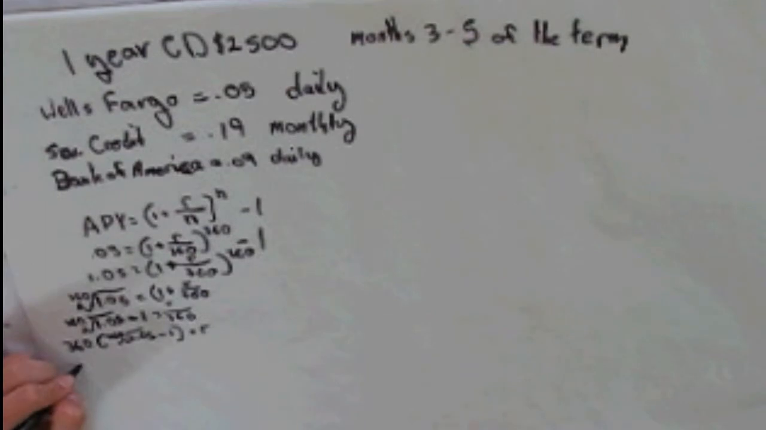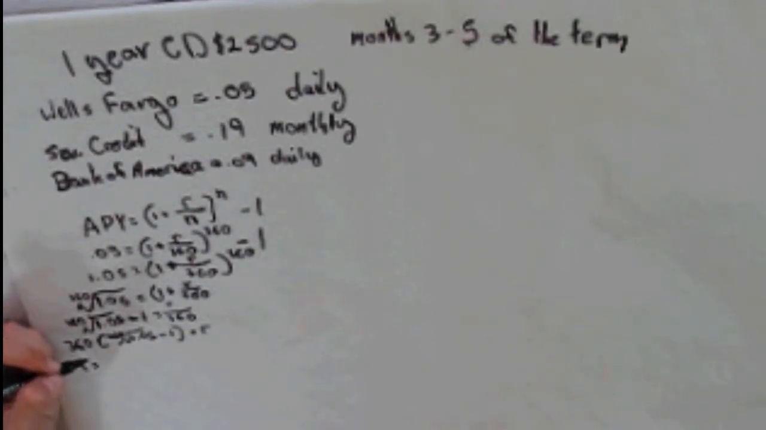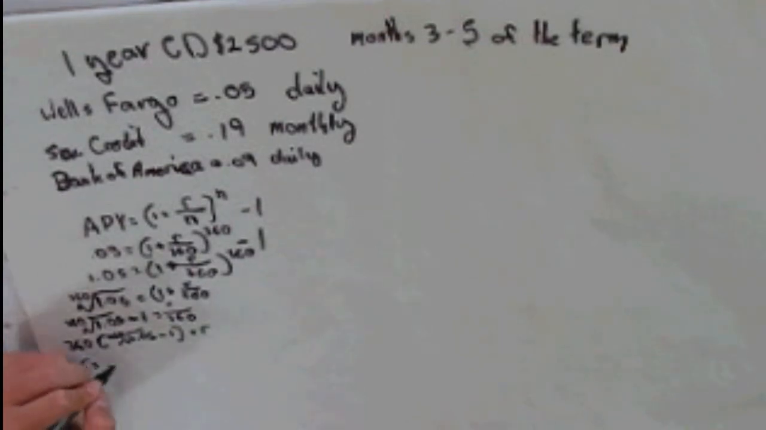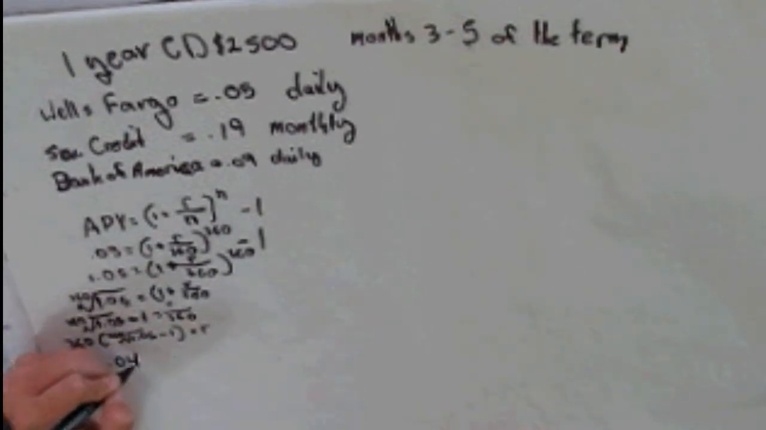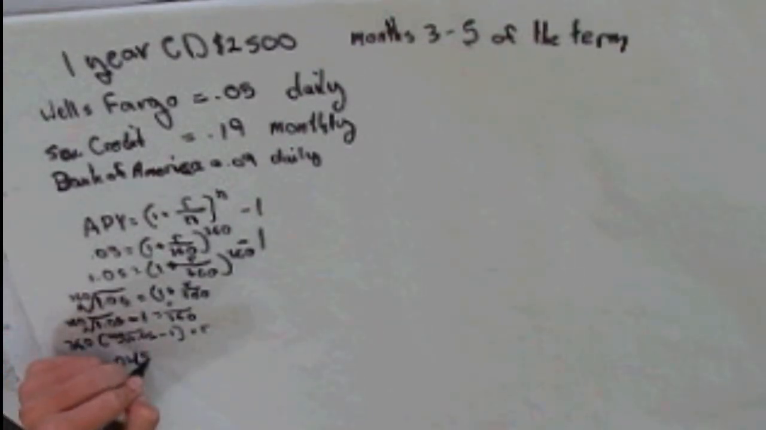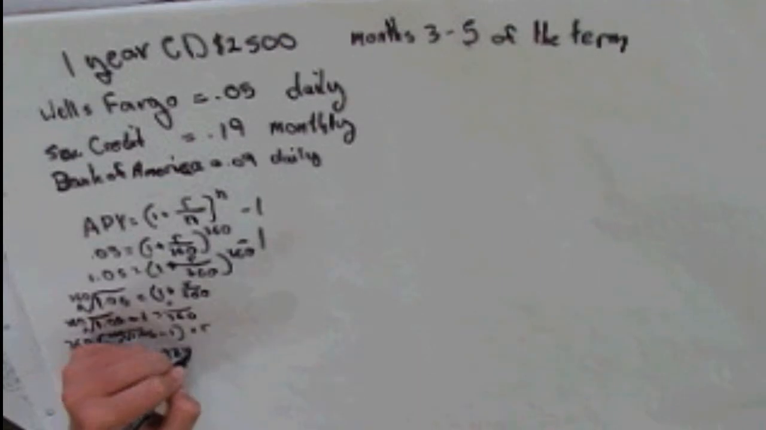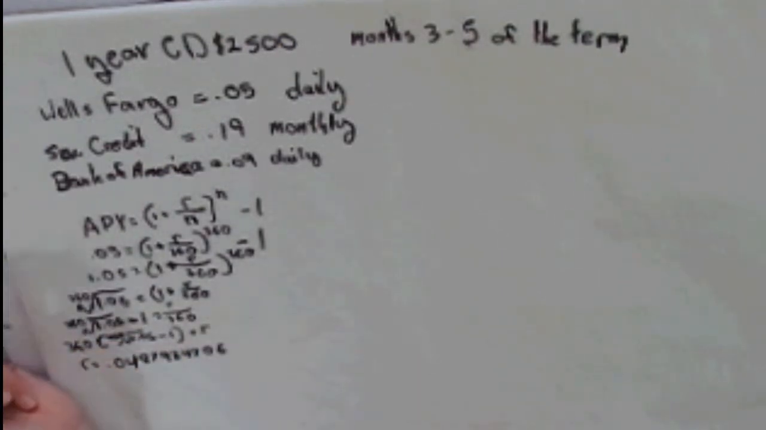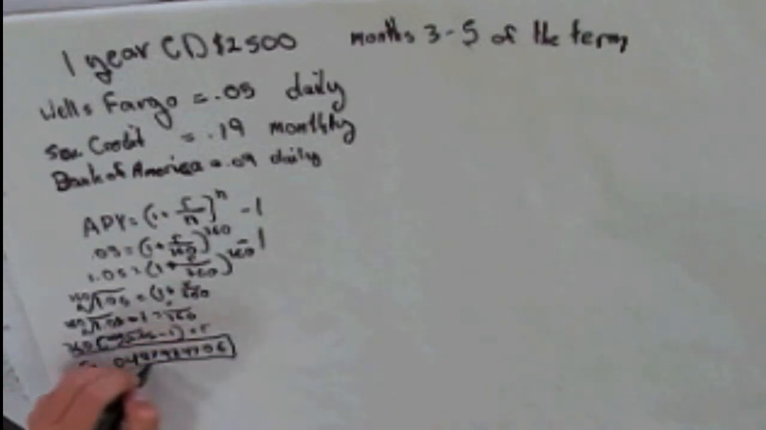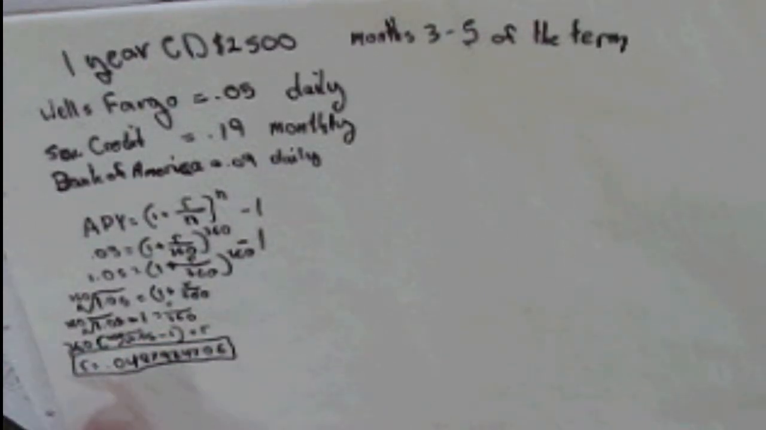And if you plug that into your calculator, the value of R is 0.04879347706. So that is the rate of interest at Wells Fargo.